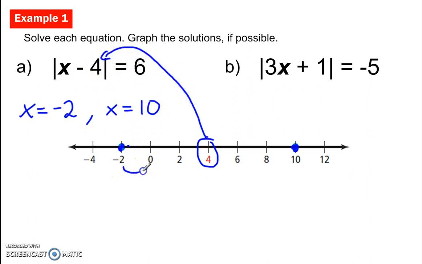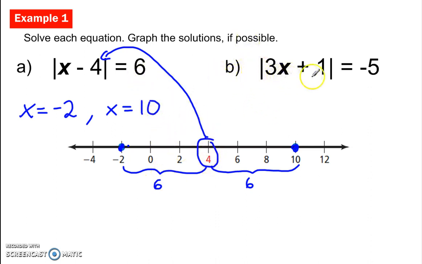Now the distance from negative 2 to 4, 2, 4, 6, that distance is 6. From 4 to 10, 2, 4, 6 is also 6. This distance appears right here. Remember, absolute value describes a distance from a point.